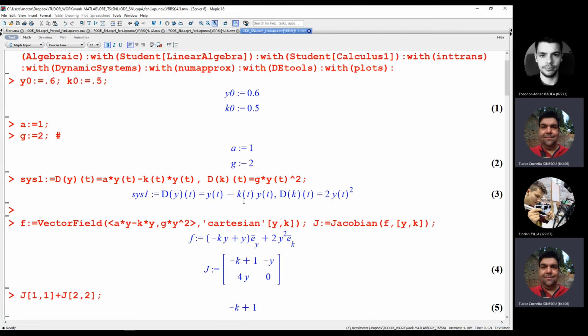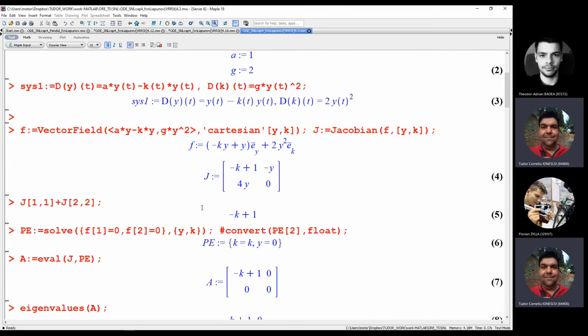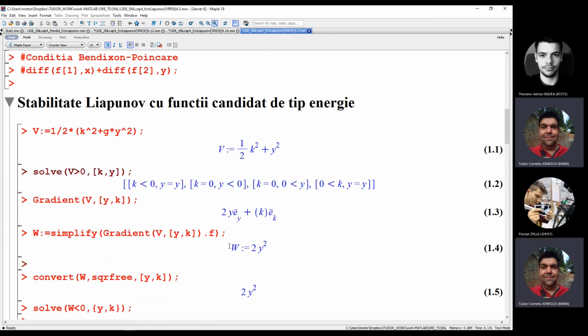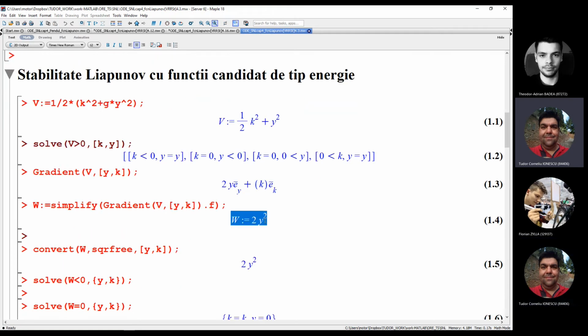Other examples. This example, for instance. You see? This example. But this is positive definite, so there should be a minus sign somewhere.